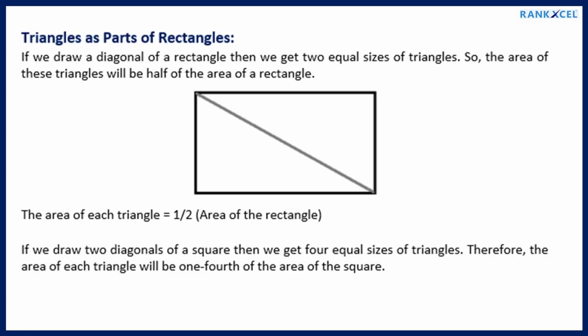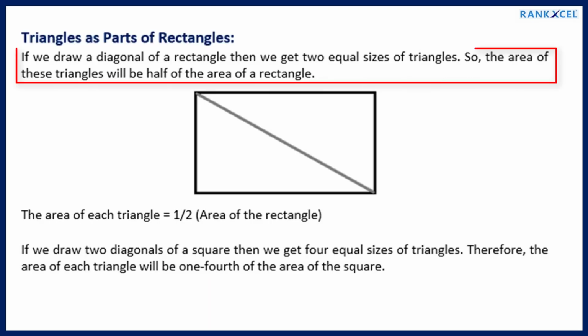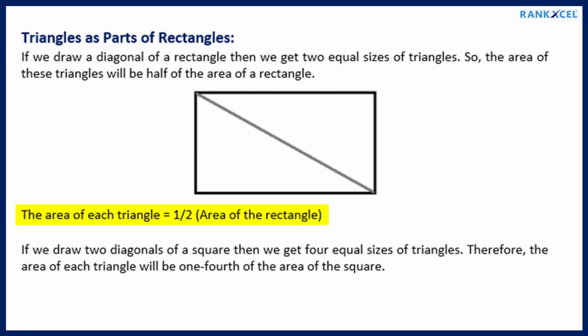Triangles as parts of rectangles. If we draw a diagonal of a rectangle, then we get 2 equal sizes of triangles. So the area of these triangles will be half of the area of the rectangle. The area of each triangle equals 1 by 2, area of the rectangle.